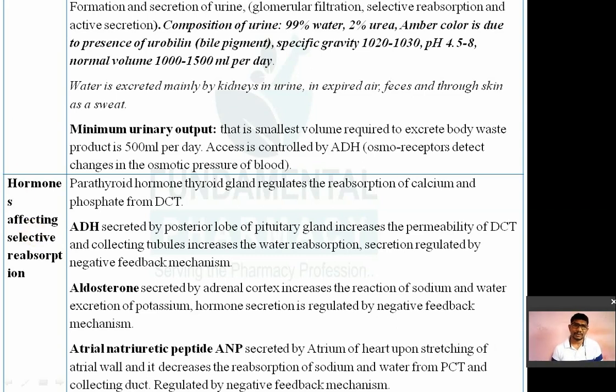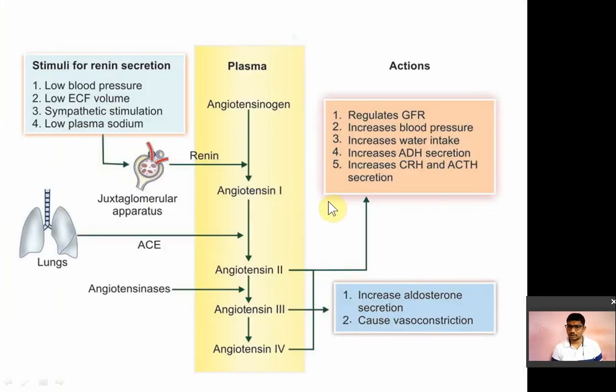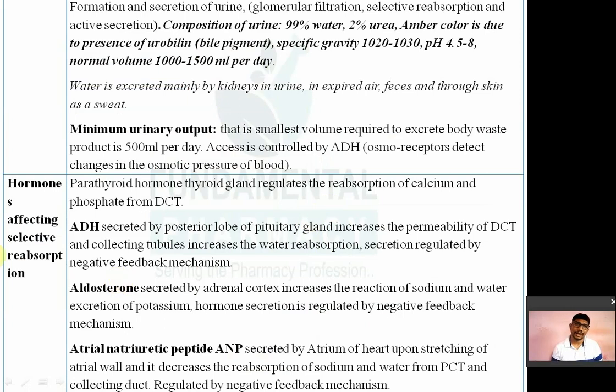Now, what are the hormones affecting the selective reabsorption in the urine formation? First, parathyroid hormone, which is secreted by thyroid gland, regulates the reabsorption of calcium and phosphate. यहाँ पे याद रखो, parathyroid hormone from thyroid gland regulates the reabsorption of calcium and phosphate in the distal convoluted tubule. तो इसके ऊपर भी क्वेश्चन आ सकता है.